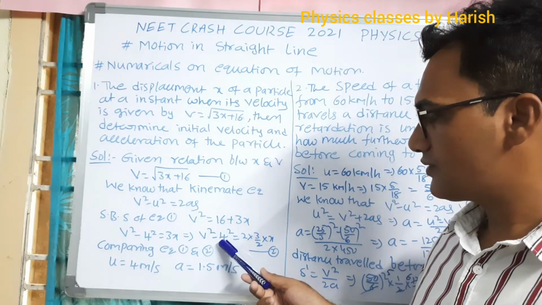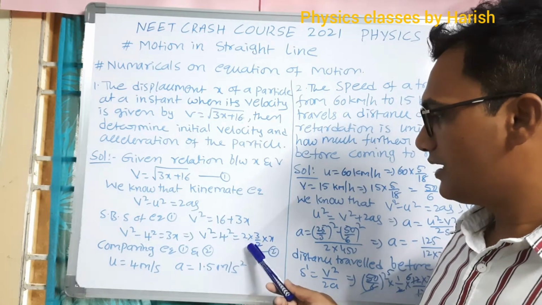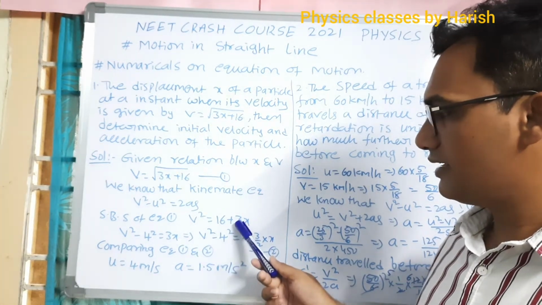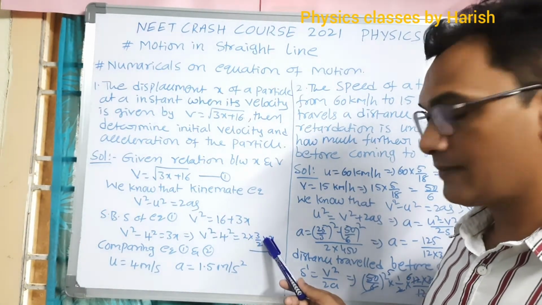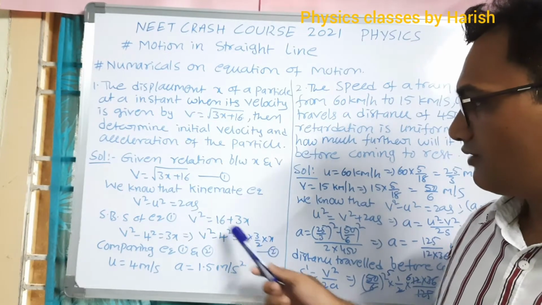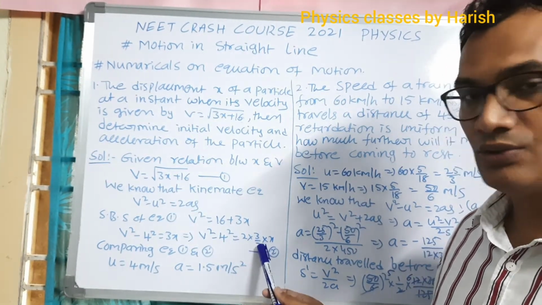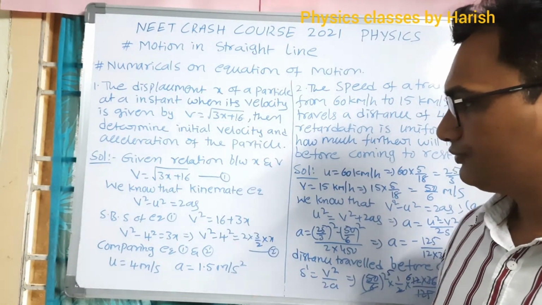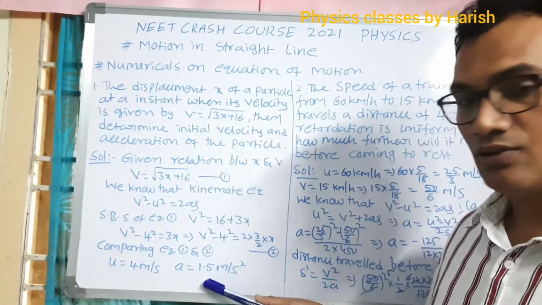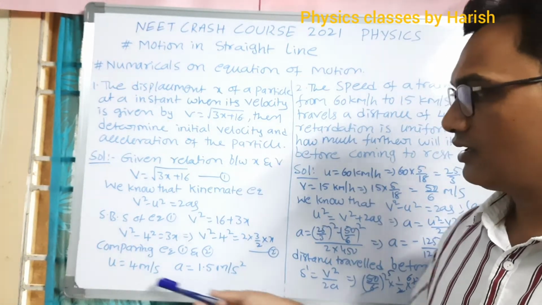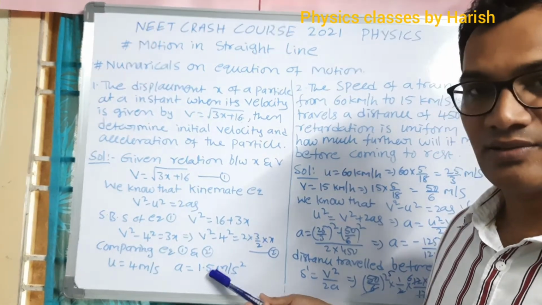So v square minus 4 square is equal to 3x, and we are writing it as 2as, where 2 into a is nothing but 3 by 2. Actually we have 3x only, so multiply and divide by 2. So 2 into 3 by 2 into x. It is in the form of v square minus u square is equal to 2as. When you compare equation 1 and 2, we get u is equal to 4 meter per second and a is equal to 1.5 meter per second square. Here u is the initial velocity and a is the acceleration of the particle.